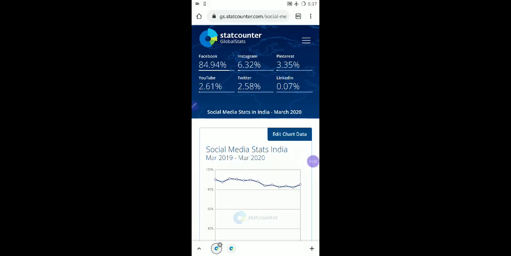Like I'll show you one. If we study the social media stats with respect to India, the leader is again Facebook, followed by Instagram. If you see the difference here, Instagram has moved from the third position to the second position with respect to India stats for last year.